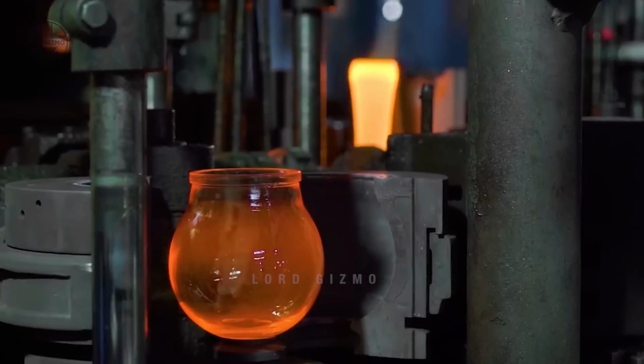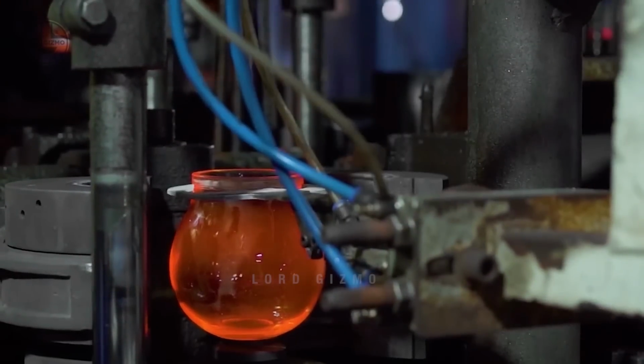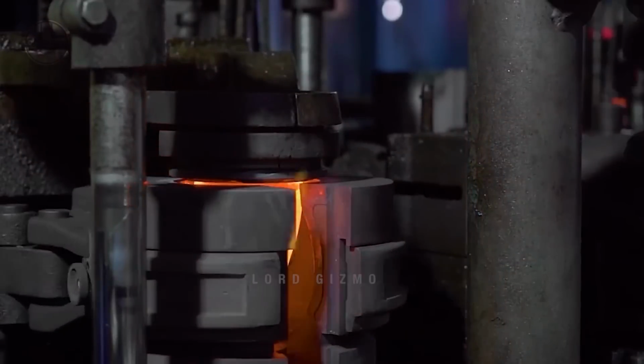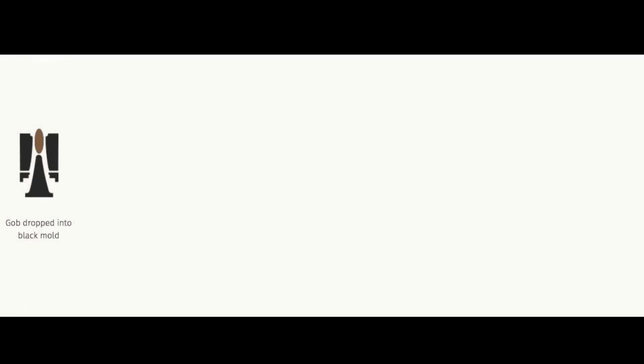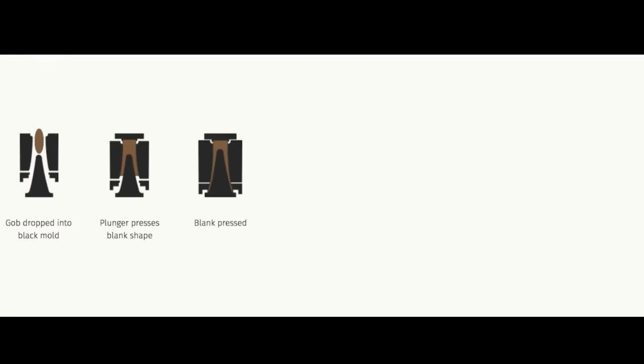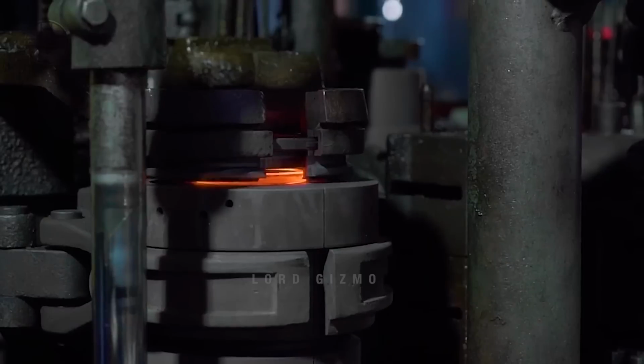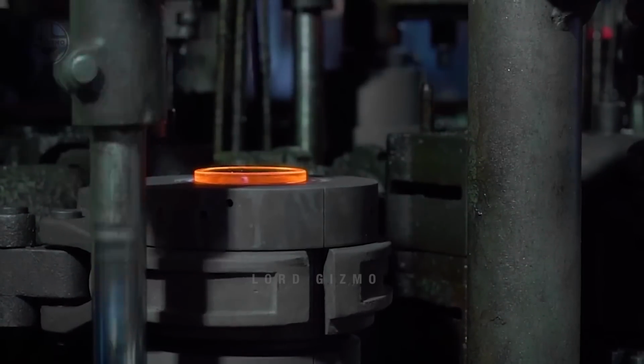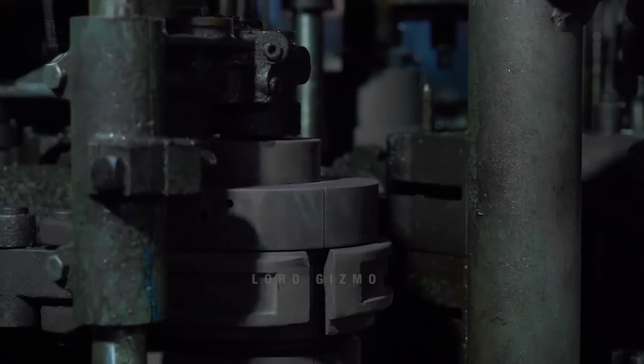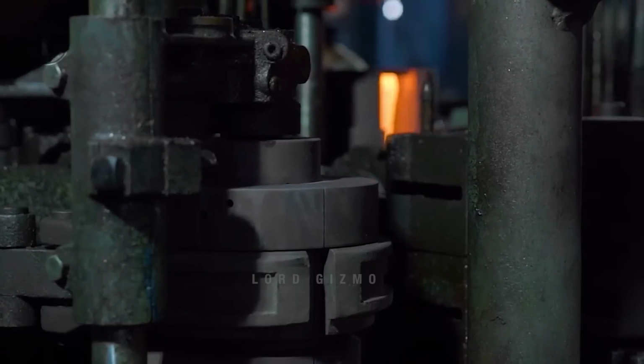For wide mouth glass vases, the press and blow method is the industry standard. The molten gob is dropped into a blank mold, but before blowing it from beneath, plungers press the blank shape. This action results in the parison, or initial stage, of a glass jar. Next, the parison is transferred to another mold called the blow mold. There, compressed air is blown to give them their final shape.